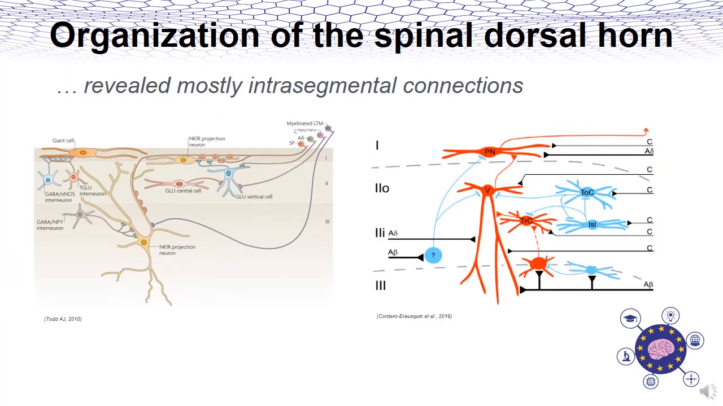Thus, our present wiring scheme of the spinal dorsal horn mainly concentrates on intrasegmental and interlaminar connections, mostly as a result of the widely used transverse slice preparations.